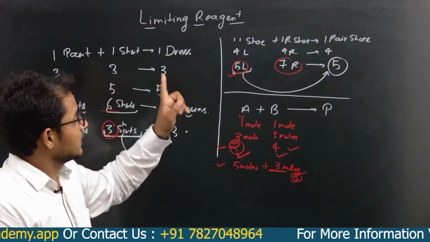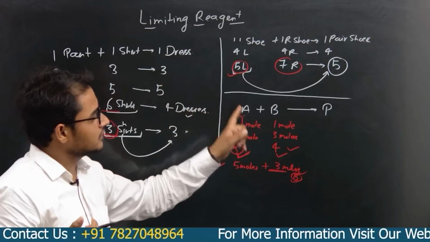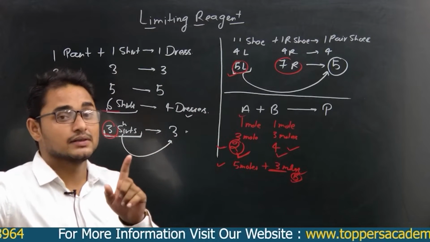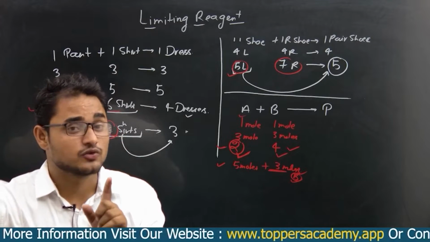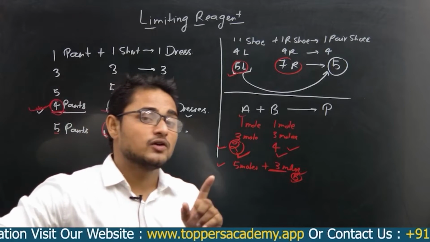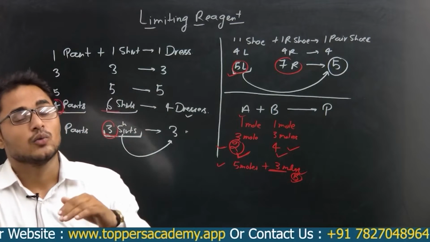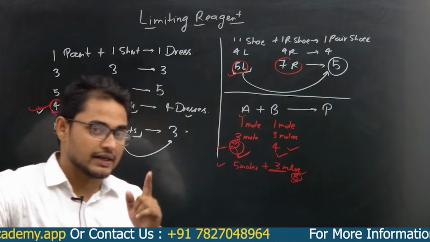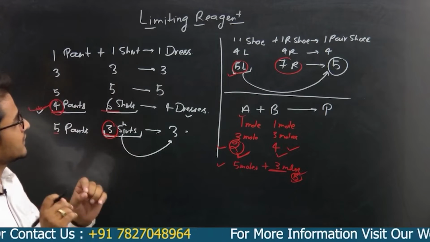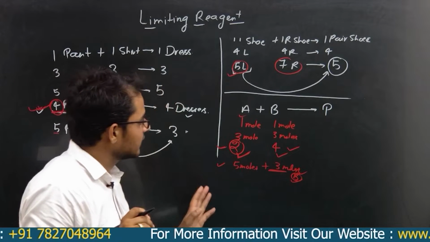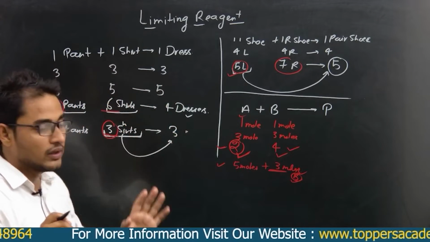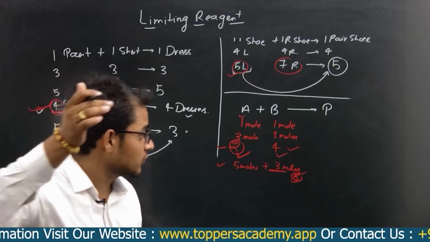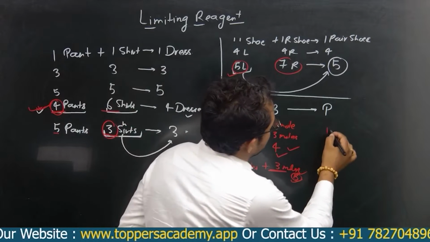We can find the limiting reagent in this way only when the stoichiometric coefficient is 1. If the stoichiometric coefficient is not 1, then we will see how we can find the limiting reagent in those cases. So this is applicable only when the stoichiometric coefficient of reactants is 1. You can see examples of such reactions.